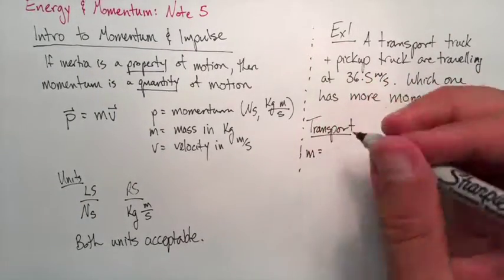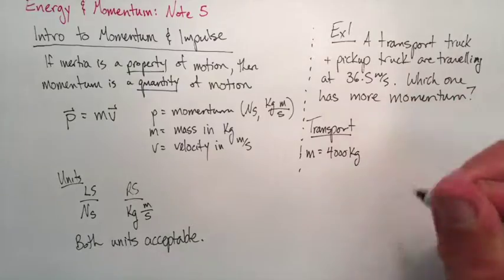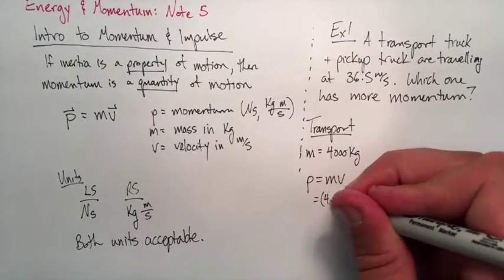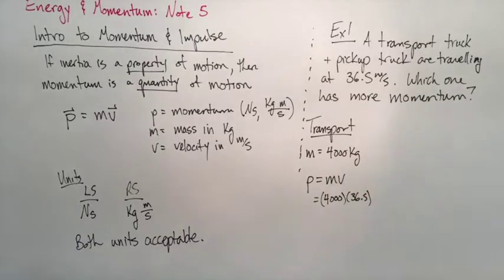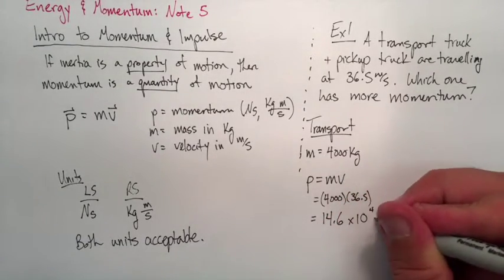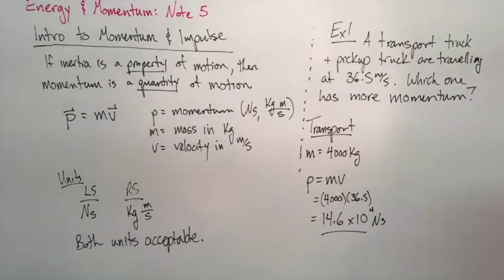Transport truck, let's say, is about 4,000 kilograms. So here P equals mv. So it would be 4,000 times 36.5. We get a final momentum of 14.6 times 10 to the 4 Newton seconds.